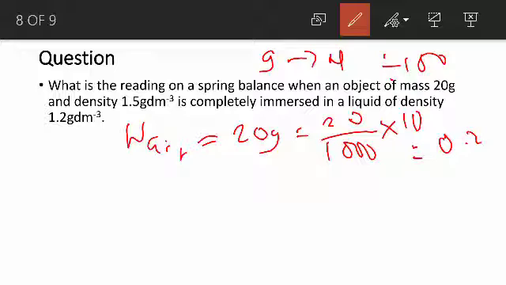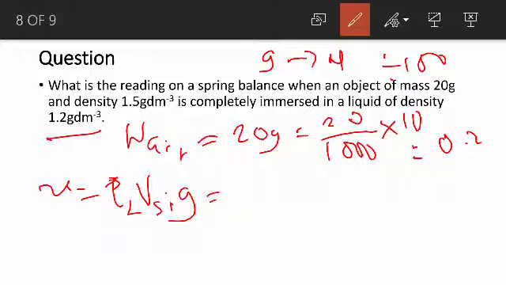Okay, so now we need to find the upthrust. From here we can find upthrust, because upthrust is supposed to be equal to the density of the liquid times the volume of the solid that is immersed times acceleration due to gravity. Now if you notice here, the density of the liquid from the question is 1.2. Okay, so we have 1.2 gram.